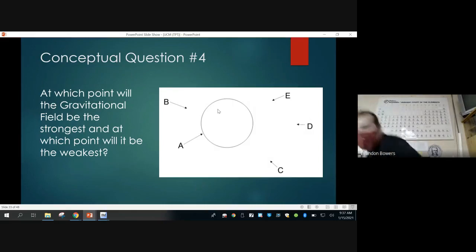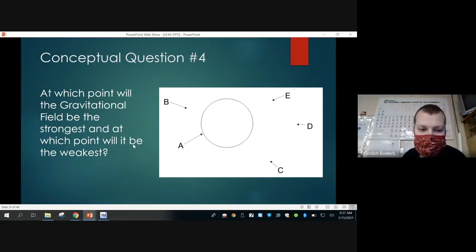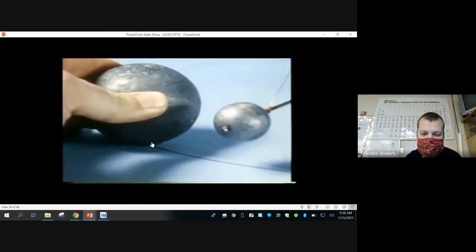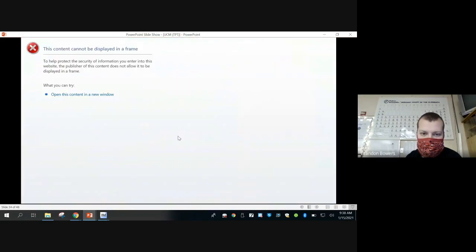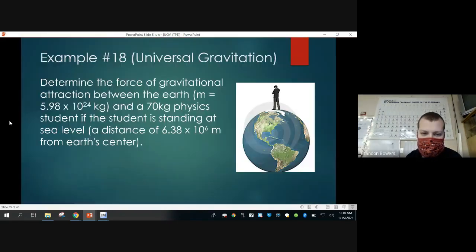If we look at this problem, at which point will the gravity be the strongest? And at which point will gravity be the weakest? A is going to be the strongest because it's the closest. D is the weakest because it's the farthest. So we're going to try one problem out. Only one. We'll show it.